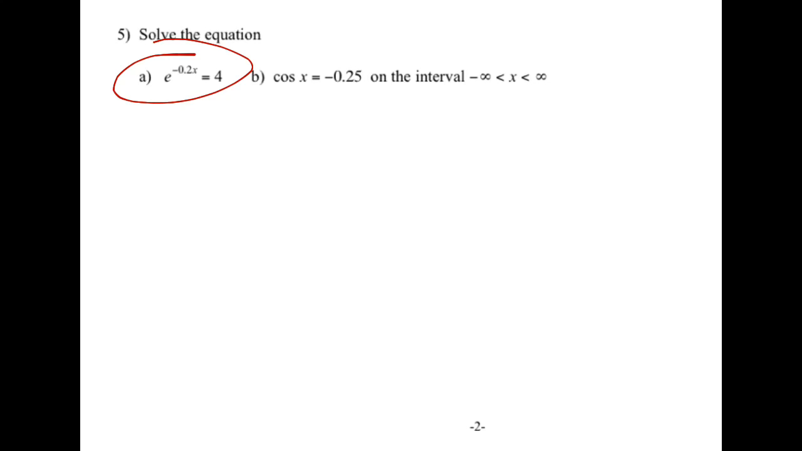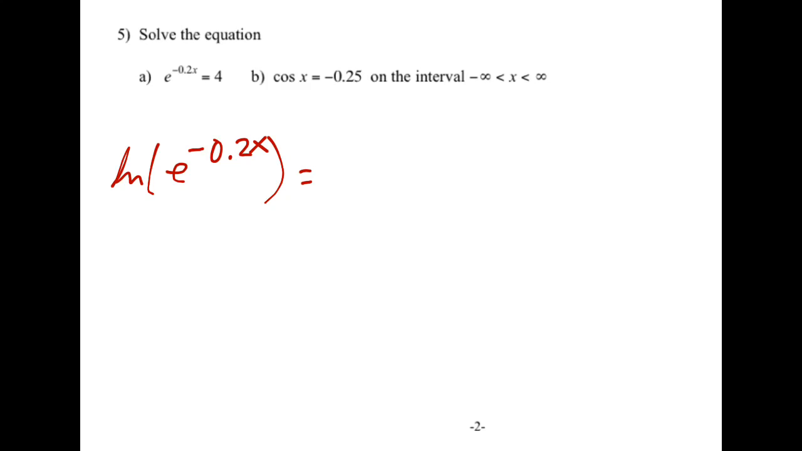So for the exponential equation, to solve, remember anytime you have an x in the exponent, the way you can get it down is by taking the natural log of both sides. So that's what I will do. And then what do we have here? What am I doing here? Just the natural log of 4. I'll take all of that down.